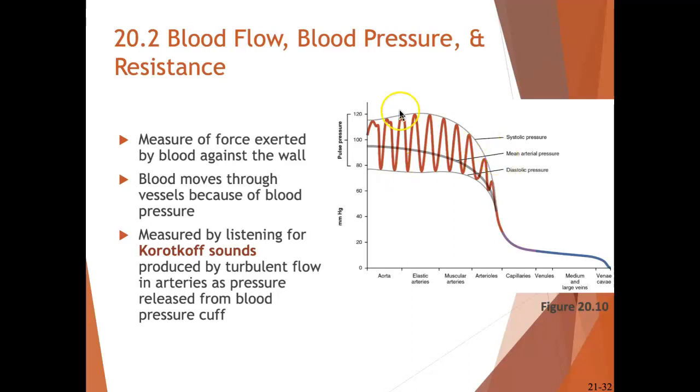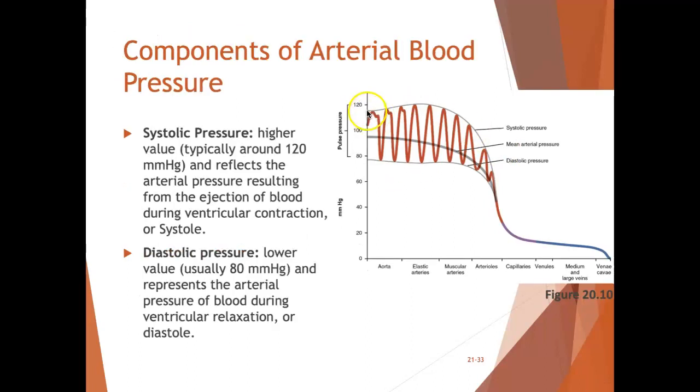If you look at this image over here, we can see the systolic pressure at the very top. This is going to be the higher value when we are stating blood pressure, and typically for normal blood pressure we want it to be around 120 millimeters of mercury. What this represents is the arterial pressure when blood is being ejected from the heart during ventricular contraction, or what we know as systole.